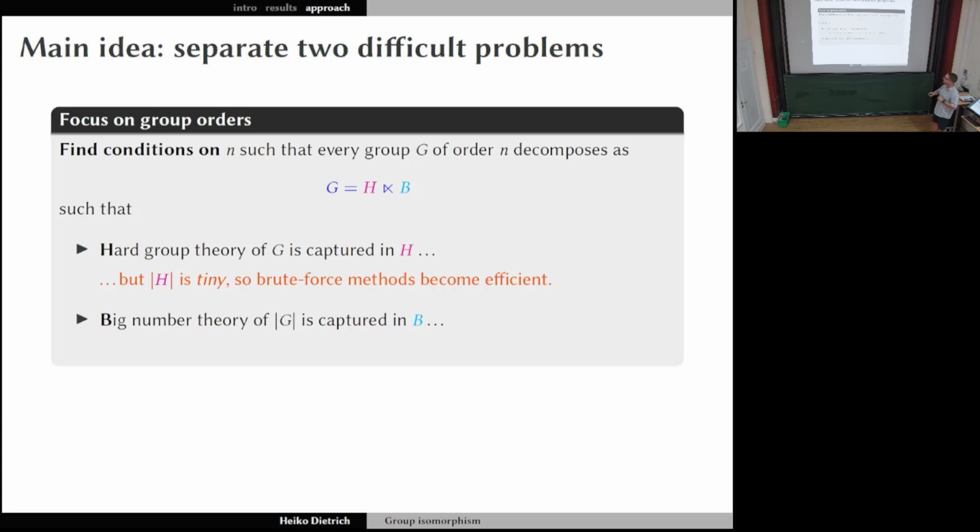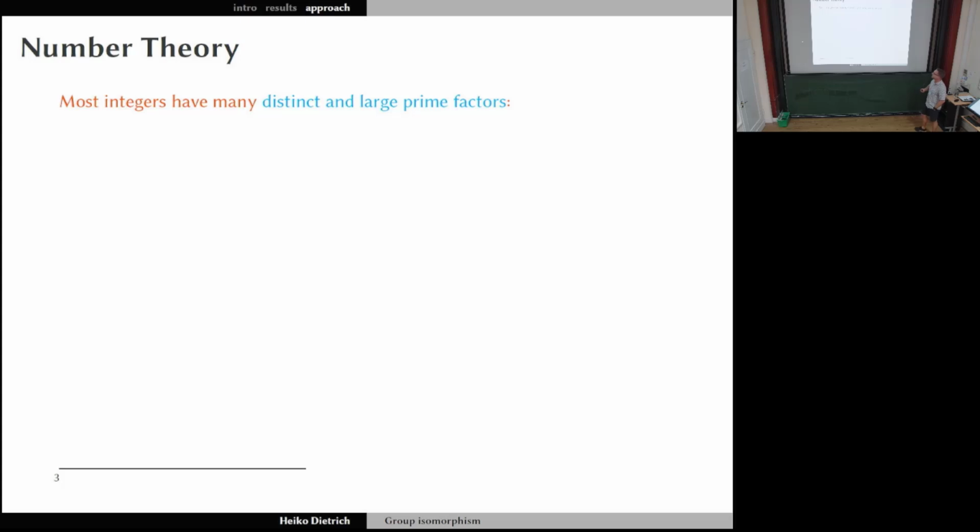We do it in such a way that the size of H is tiny compared to n, so brute force methods work. And the number theory doesn't matter so much because the group structure of B is very easy. Spoiler alert, it'll be cyclic. So that's the idea. Let me briefly talk about the number theory side. This slide may be a bit technical. It lists the definition of our set D, but just try to get the gist of how this works.